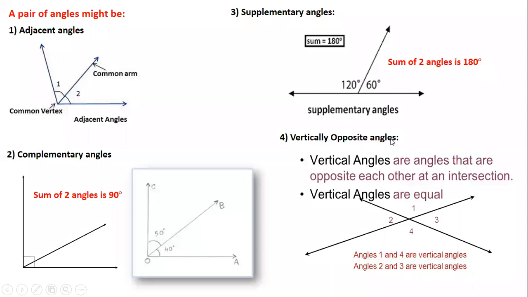Vertically opposite angles are very easy. Why? Because if we have any two intersecting lines, they intersect at this point. These four angles are formed and they are called vertically opposite angles. Each pair vertical to each other are equal. So angle one between these two lines is equal to angle four because they are vertically opposite. Angle two and angle three are equal to each other because they are vertically opposite.